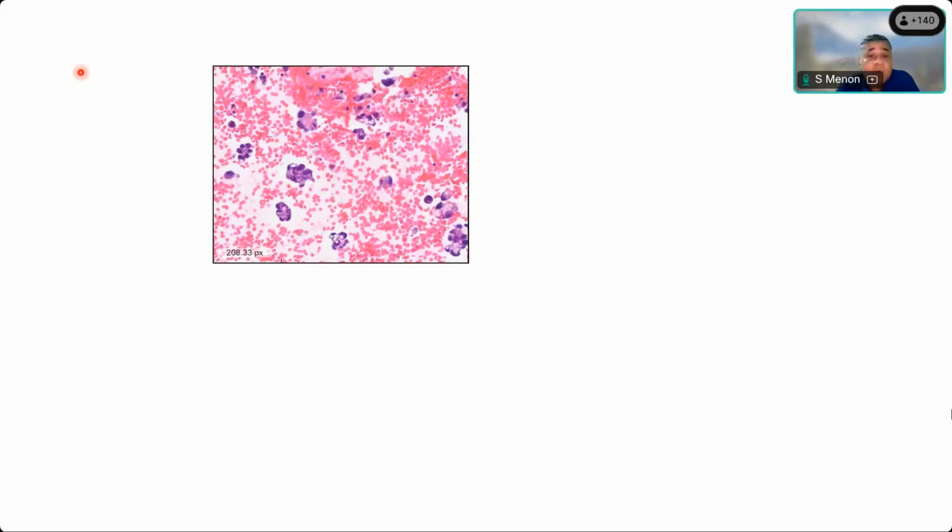Now, Pete, can you tell me what you are seeing here? The atypical cells in clusters. Very good. So there are 3D clusters. Somebody says rosettes. Yeah, generally we don't see rosettes on cell blocks. We don't comment on rosettes, Joseph.